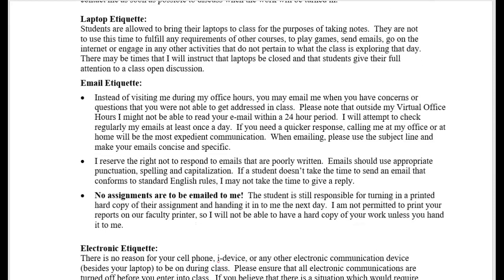I do expect email etiquette, and so if you're going to contact me by email, I do expect that you would let me know what class you are in. I have a number of students in a number of different classes, so identify yourself and which class you're in. And I'll try to respond usually within a 24-hour period. It may be longer if you're emailing me over the weekend.